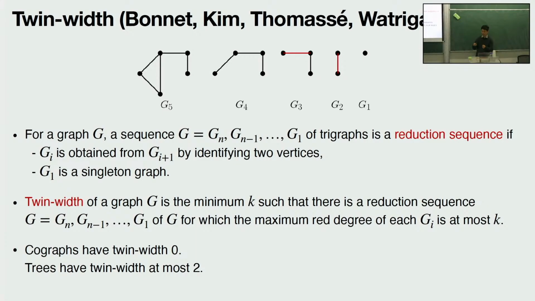So you might create some red edge. For instance, if you imagine the path, then you have to identify the leaf and the parent, then you make one red edge, but you keep doing it, then all the red degree will be one. But for general trees, we can make a reduction sequence where the maximum red degree is at most two.